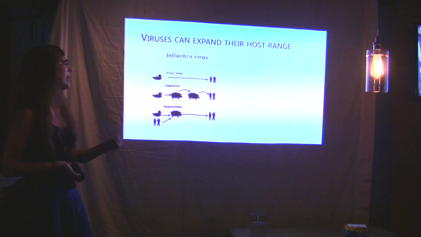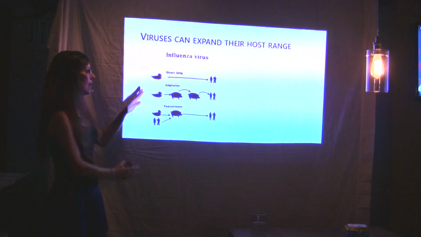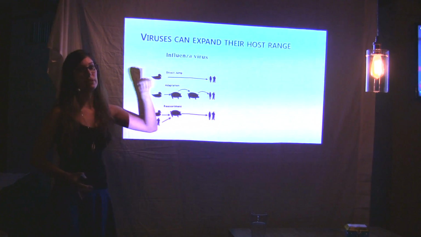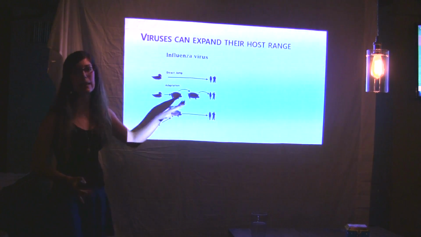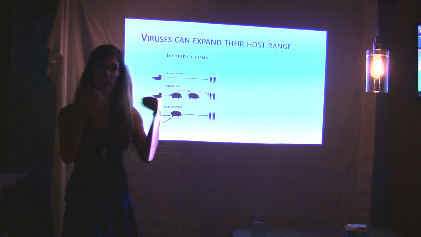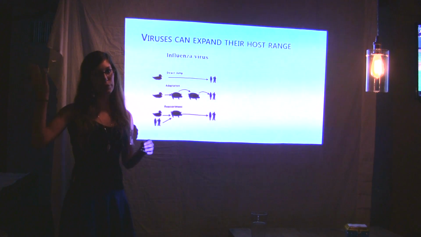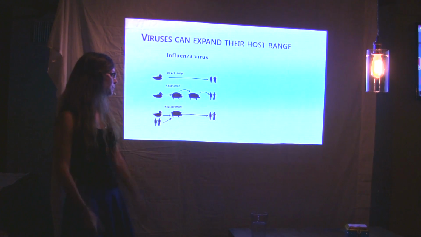Bringing back influenza, influenza started out as an avian species, and then by different methods it was able to jump into humans. Here we have a pig as the intermediate host. Pigs are often called mixing vessels because you can get a lot of different influenza viruses infecting them. And you may remember the swine flu outbreak of 2009.